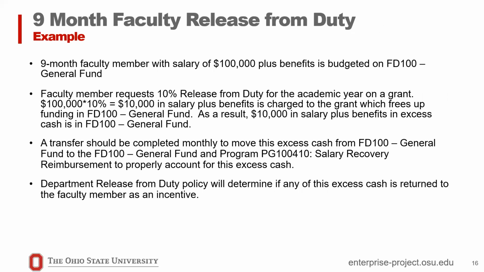The budget to fund a faculty employee's salary and benefits is typically in the general fund. When the faculty member requests release from duty, a percentage of their salary and benefits is charged to the grant, which frees up that percentage of funding that would have been charged to the general fund. Since that percentage of salary and benefits remains in the general fund, you may want to move the funding to the Salary Recovery Reimbursement Program.